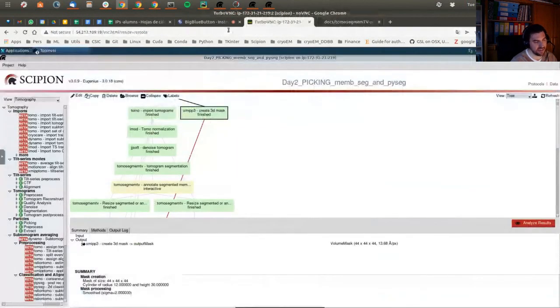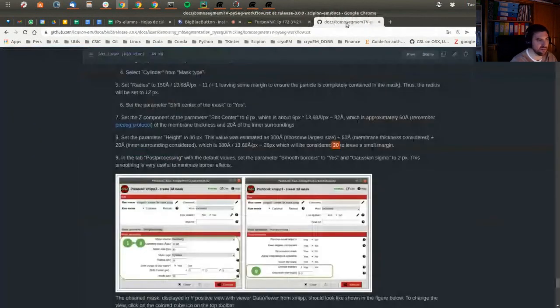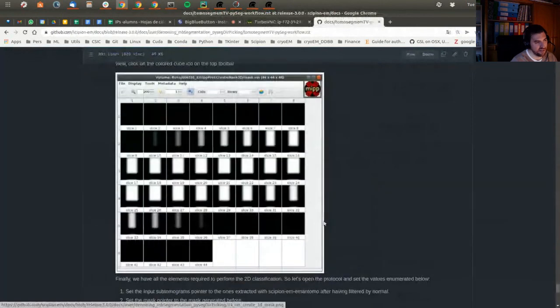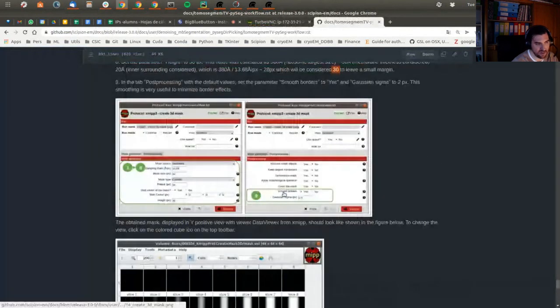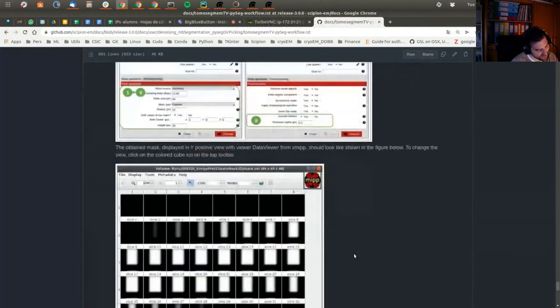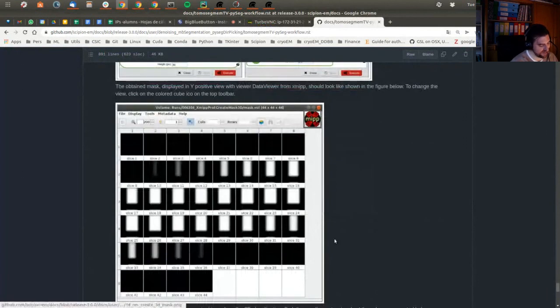We see the different slices of the cylinder with the data viewer from XMIPP. We have also used, I forgot to mention, this option to apply a Gaussian filter with a sigma to smooth the borders, which is interesting for the subtomogram averaging, which is not covered in this tutorial, but will be tomorrow.